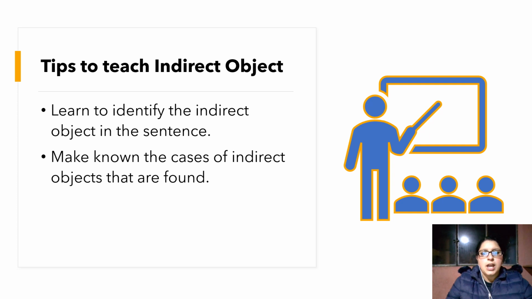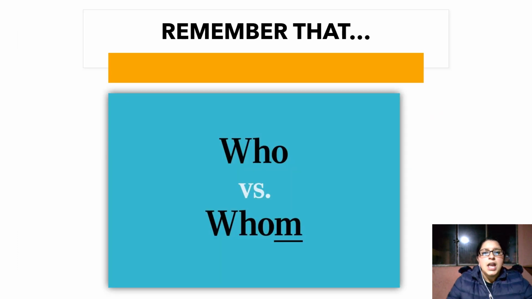Indirect objects usually are people. Transitive verbs have direct and indirect objects. Verbal objects may have direct and indirect objects, etc. Remember that the difference between who and whom is that whom is used as an objective case and who is used as a subjective pronoun. This is very important to learn to differentiate between who and whom.